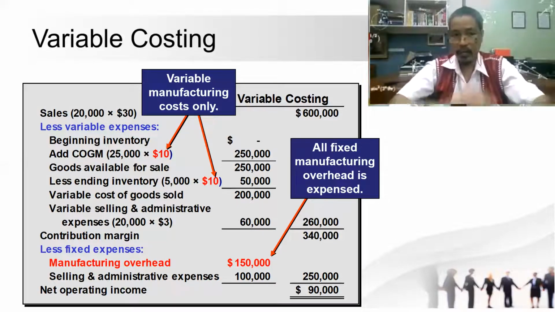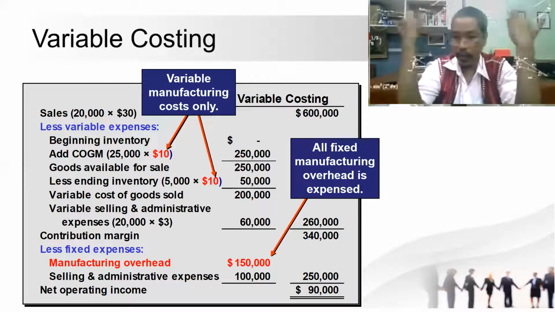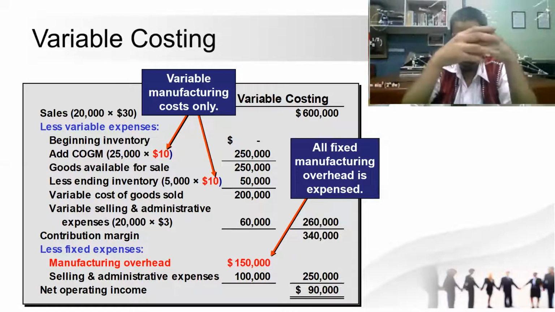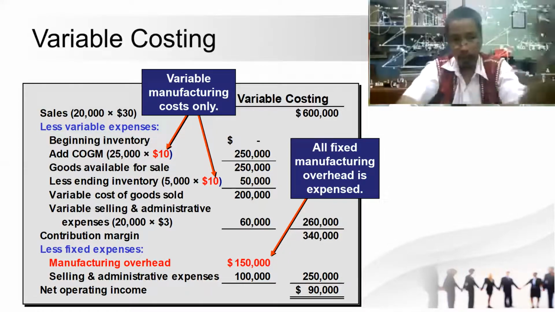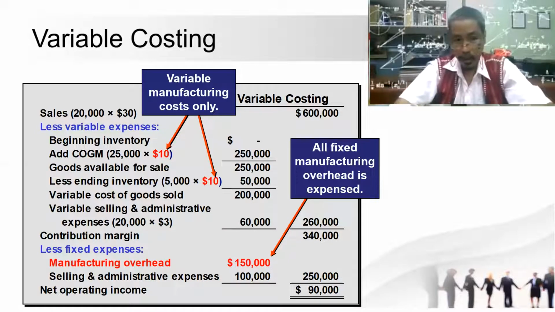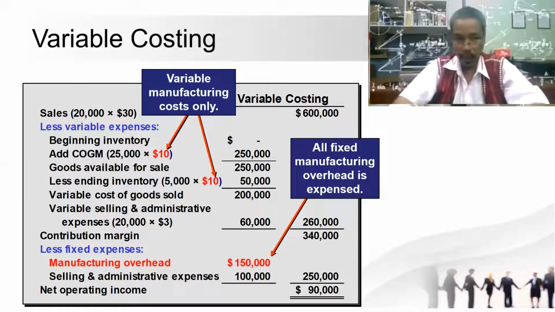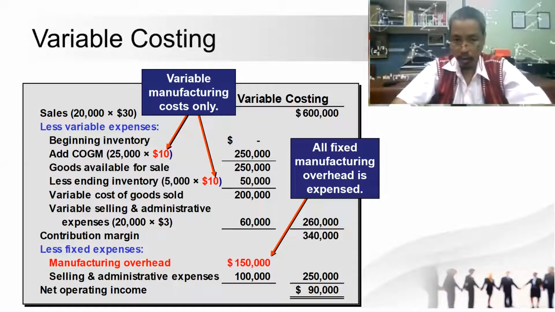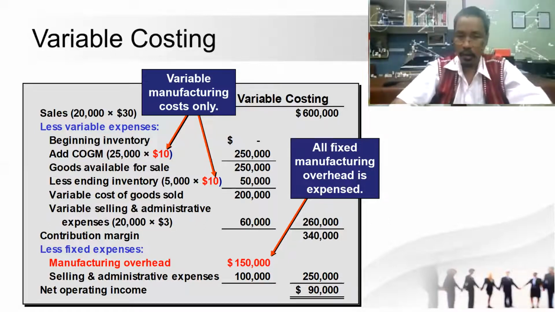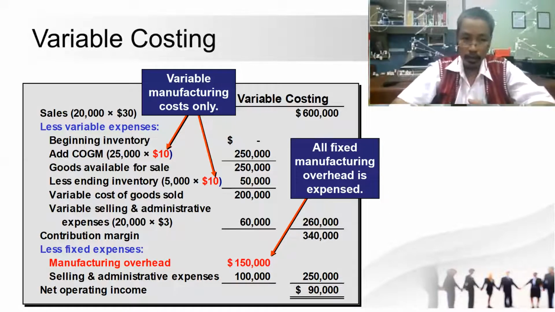Because 250,000 is the amount of goods manufactured and we do not have inventory previously, the goods available for sale is also equal to $250,000. Now let us subtract the ending inventory remaining in our warehouse. That is 5,000 times $10, that is 50,000. 250 minus 50, that is 200. That's how we come up with the variable cost of goods sold, 200, plus the variable selling and admin cost, 60,000, so 260,000. So we have 260,000 that must be subtracted from the sales in order to get contribution margin.